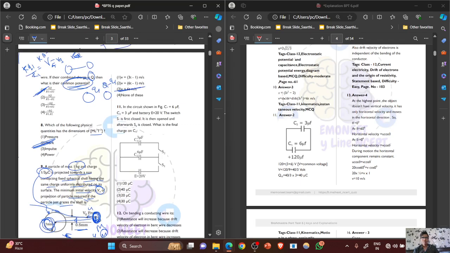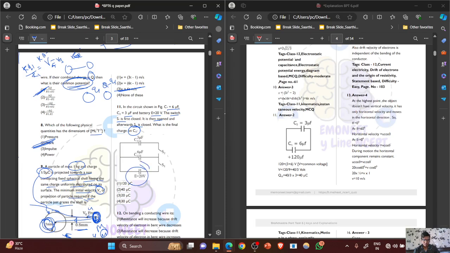Now moving ahead. In the circuit shown in the figure, capacitances C1, C2 are given, a battery is given, switch S1 is closed first and then opened, then S2 is closed. It's again a very famous question. What is the final charge? It is asking for the final charge. At the first step, what is happening? We know that the EMF is given. At the first step, S1 is closed.